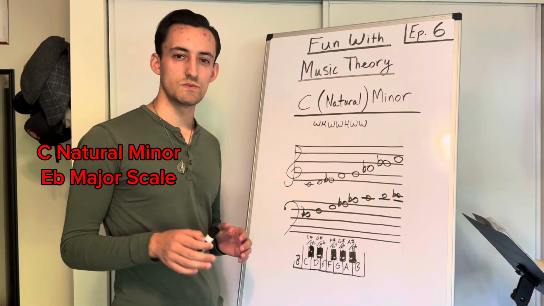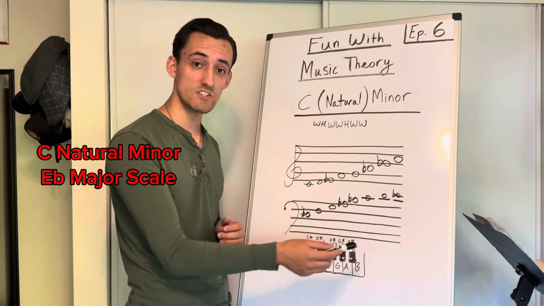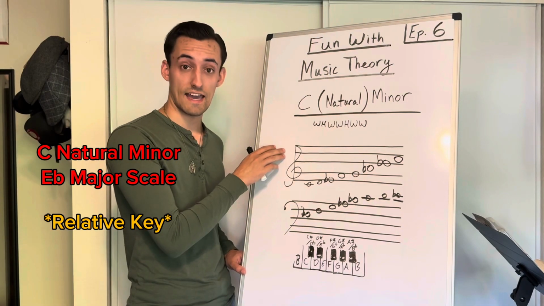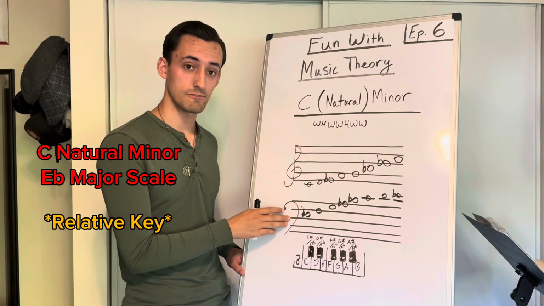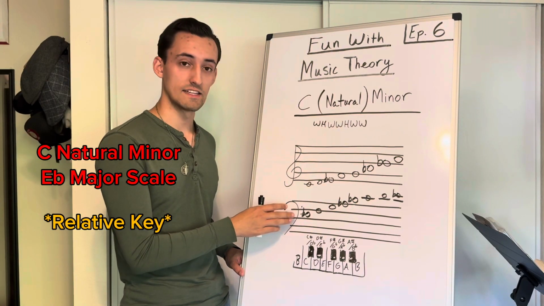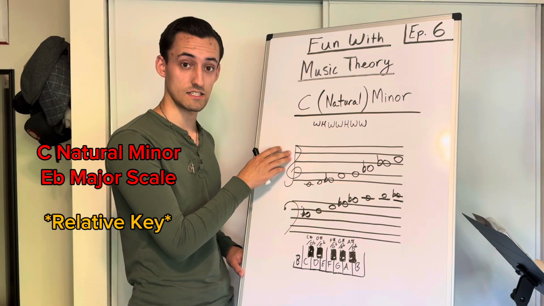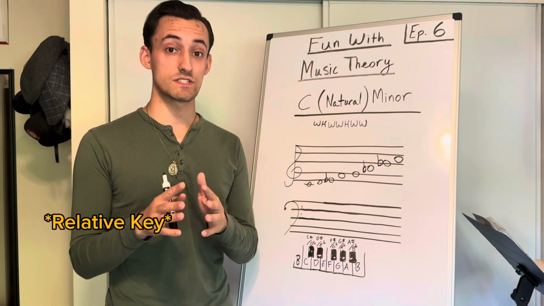The term that's used when the notes in a minor scale and the notes in a major scale are the same is what's called relative. The C natural minor scale is relative to the E flat major scale, and the E flat major scale is relative to the C natural minor scale. And that's true for every major and minor scale that have the same notes as one another.